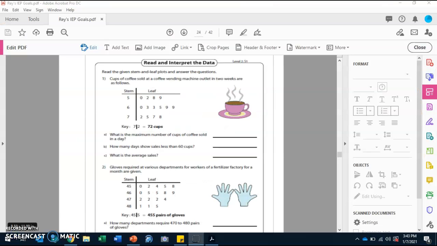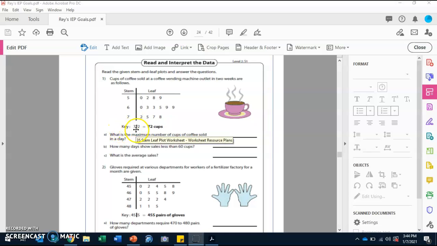So this is the worksheet, Ray, and on the top it says, read the given stem and leaf plots and answer the questions. Number 1. Cups of coffee sold at a coffee vending machine outlet in 2 weeks are as follows. So here are stem leaves. We have our tens place and our ones place. And here it's just telling you the key, what it means.